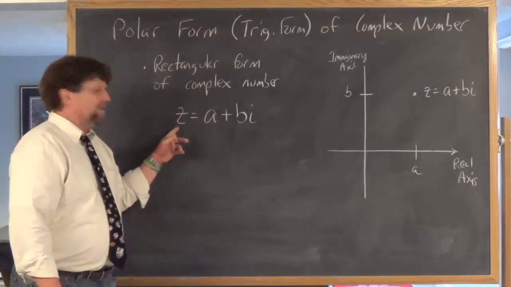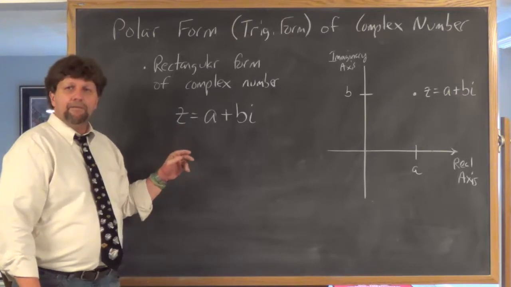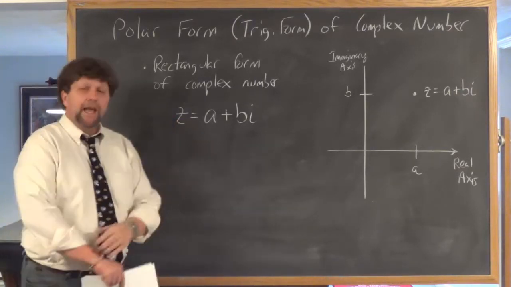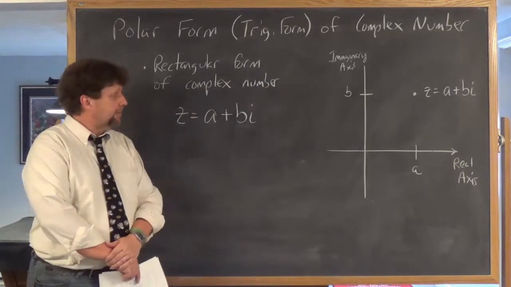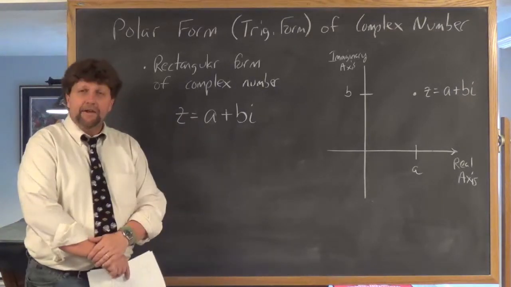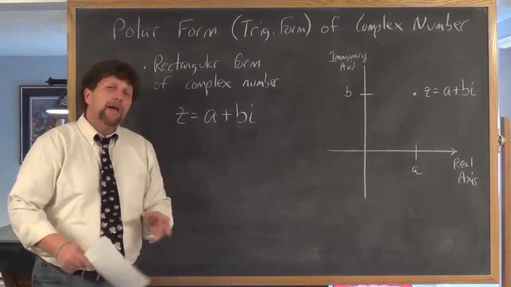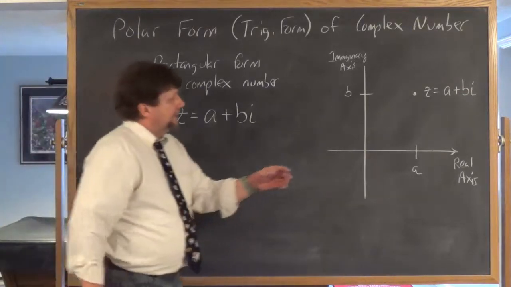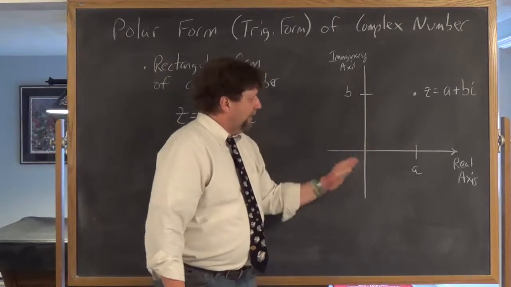And a lot of times we use z to represent the complex number, and so a lot of times we would say z equals a plus bi. And I'll call that the rectangular form. And we could plot these complex numbers by making a couple of axes.